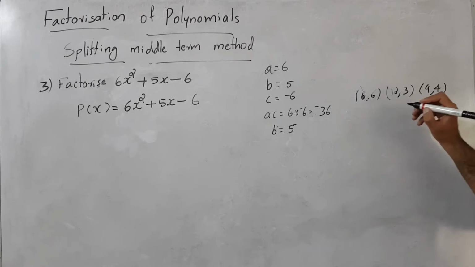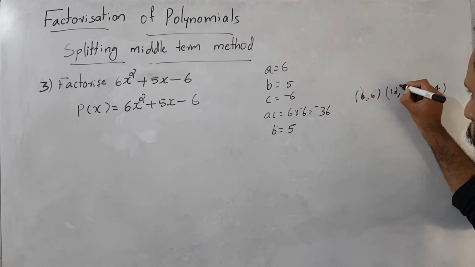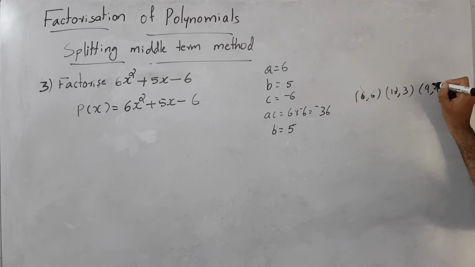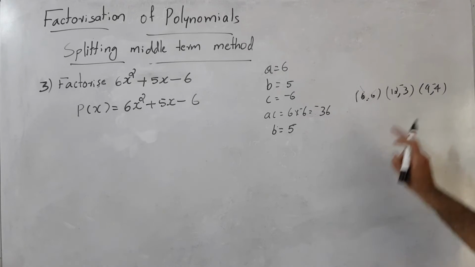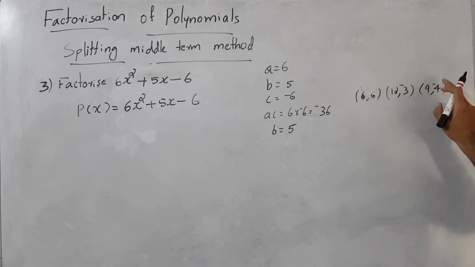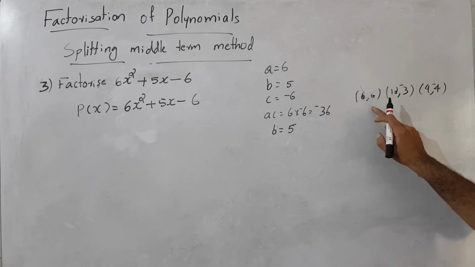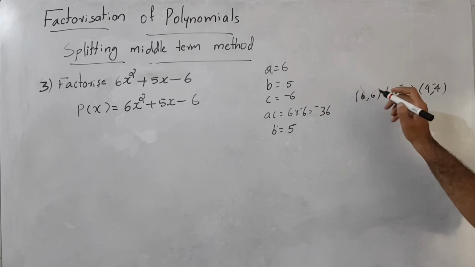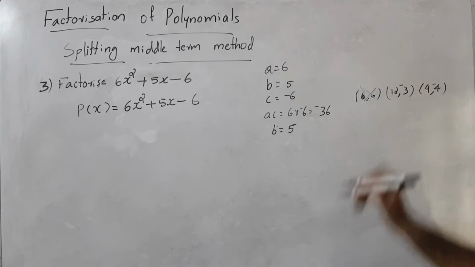Then 12 and 3. Who is negative? The smaller number is negative. Then here 3 is negative. Here 4 is negative. There is no chance in the first group because there is no bigger and smaller, both are same. So we cancel that one. Okay, 6 and 6.